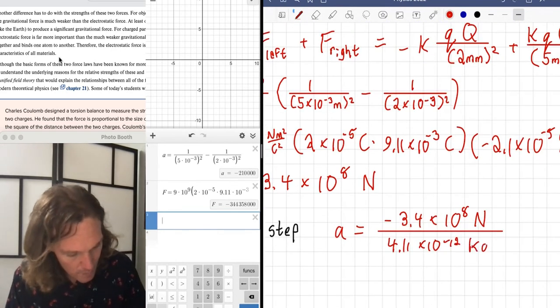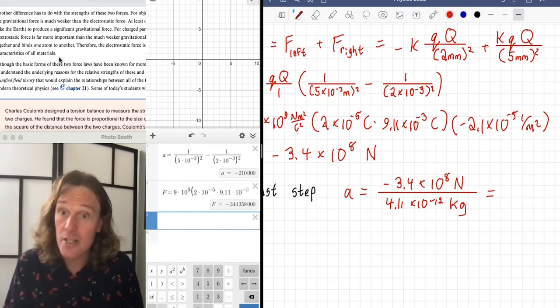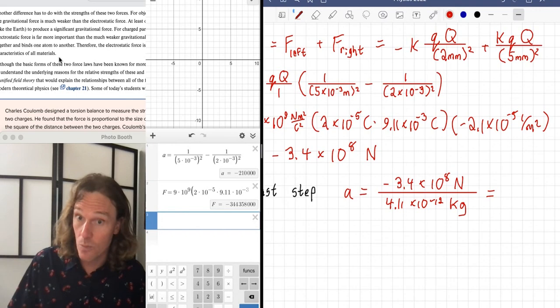-12 kilograms. Excuse my messy writing there. All right. Regardless, let's carry on. So we're definitely going to get a negative acceleration. Acceleration is always parallel to F net, okay? So that's exactly where it should be pointing.